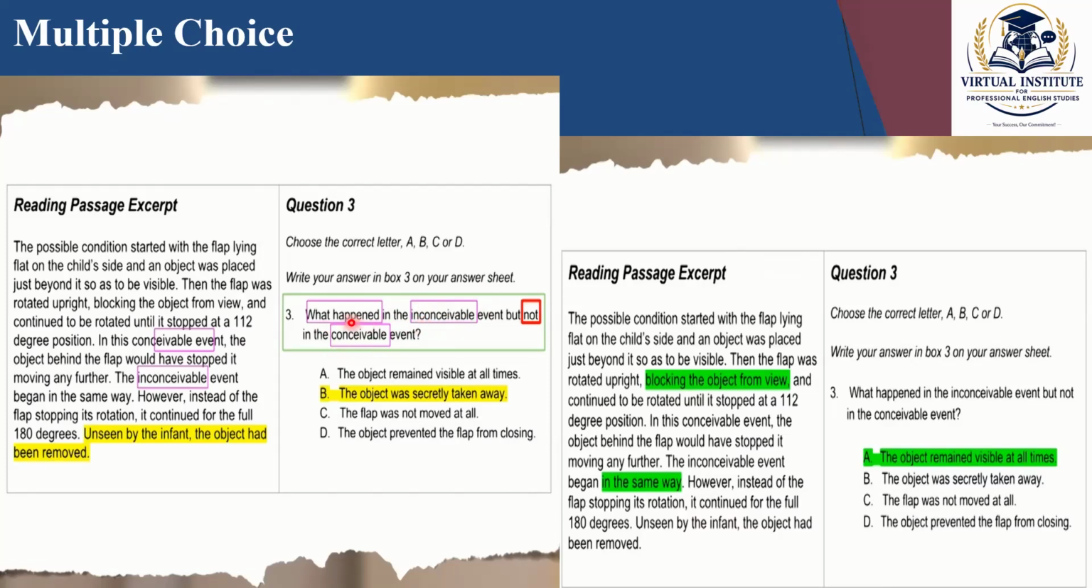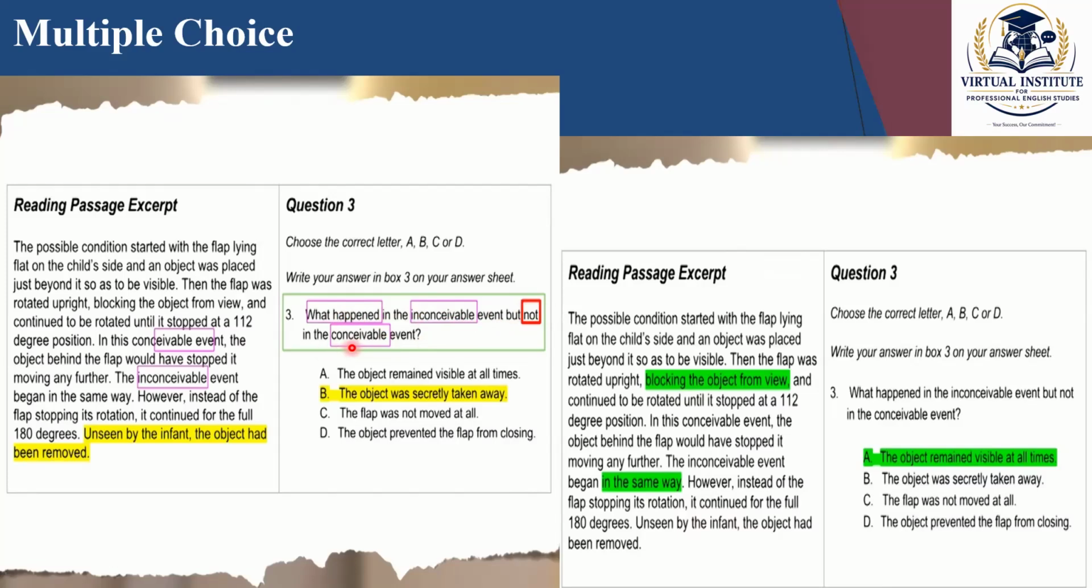Yes, sir. Then you should also see what happened in the inconceivable. It means there is a relationship between happening and inconceivable. And then, but not in the conceivable, right? So not inconceivable.